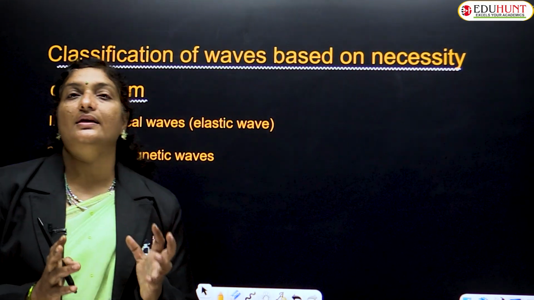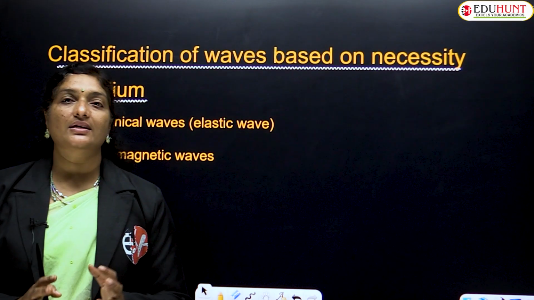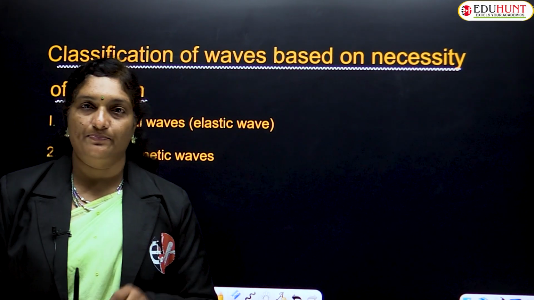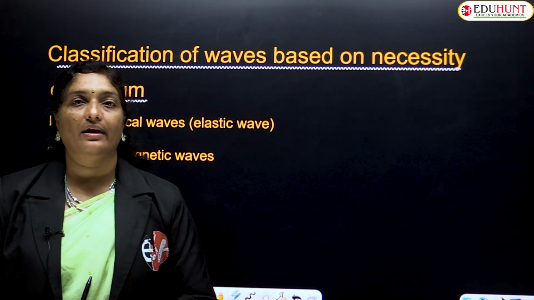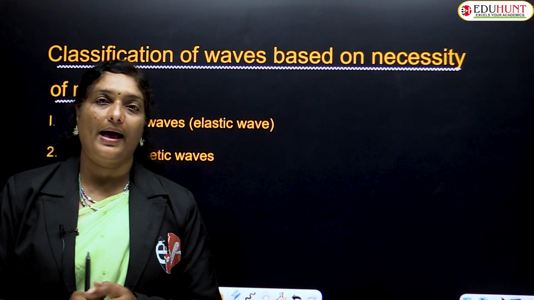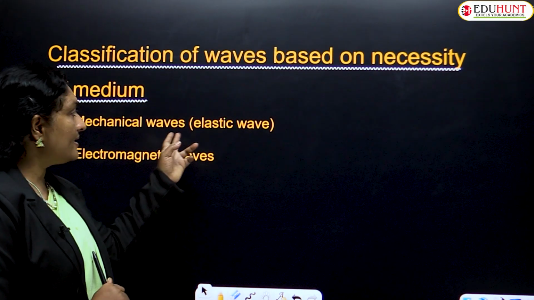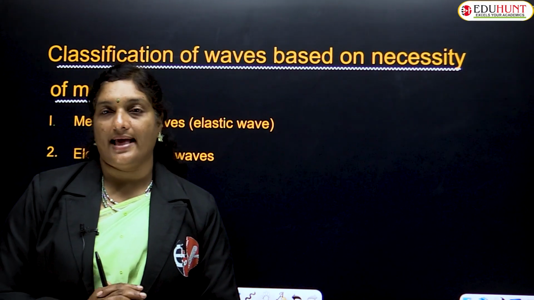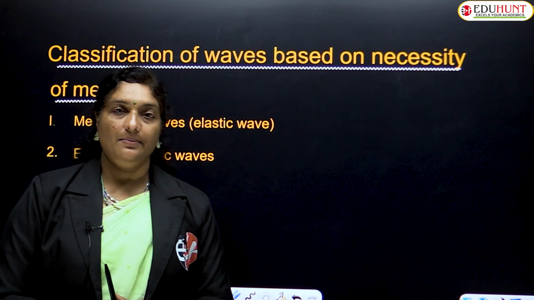So now the topic is all about classification of waves based on the necessity of medium. Children, based on the requirement of the medium, waves are generally classified into two types. One is mechanical wave and the other is electromagnetic wave. Remember children, mechanical waves are also called elastic waves. So let us try to understand them one after the other.